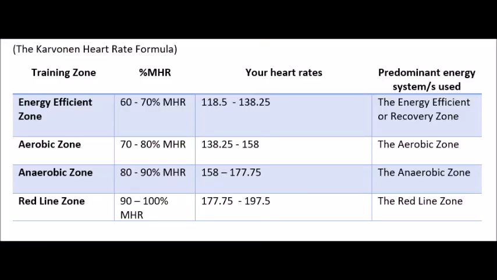So this is the data for my heart rate zones I just mentioned. In the energy efficient zone, or 60 to 70%, my heart rate is 118.5 to 138.25. In the aerobic zone, mine's 138.25 to 158 BPM. In the anaerobic zone, it's 158 to 177.75. And in the red line zone, it's 177.75 to 197.5. Big ups brianmac.co.uk for helping me with all that information.